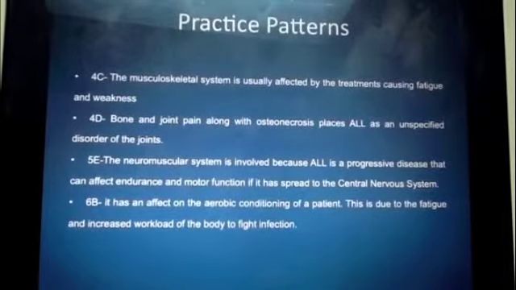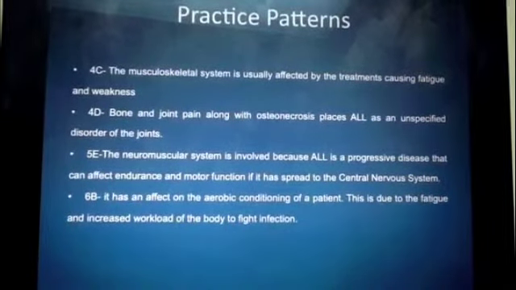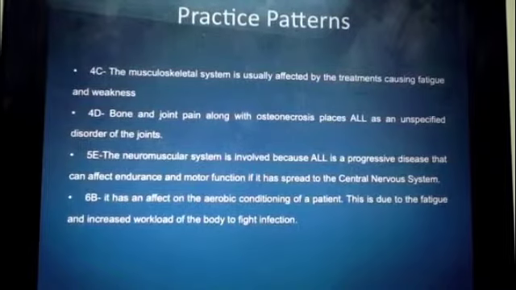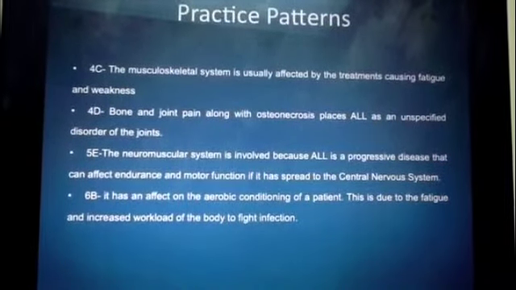Practice patterns for ALL are 4C, 4D, 5E, and 6B. The musculoskeletal system is affected because of the treatments causing fatigue and weakness. Bone and joint pain along with osteonecrosis places ALL as an unspecified disorder of the joints.